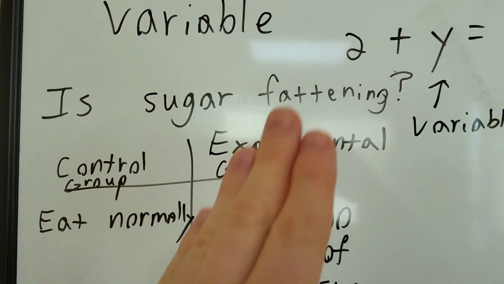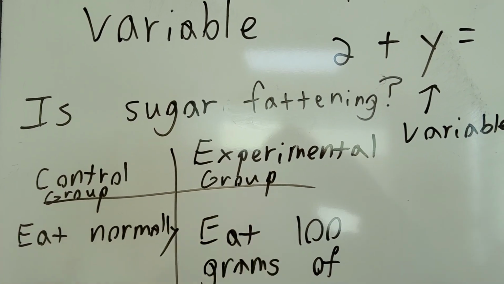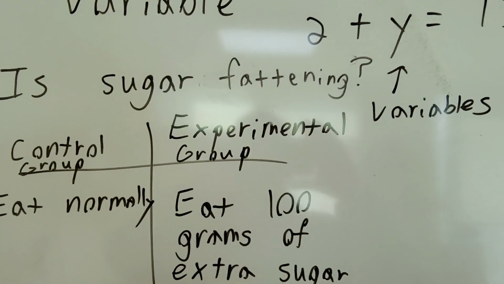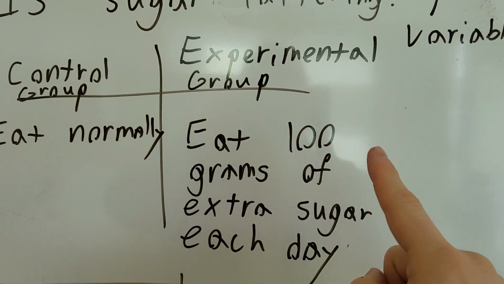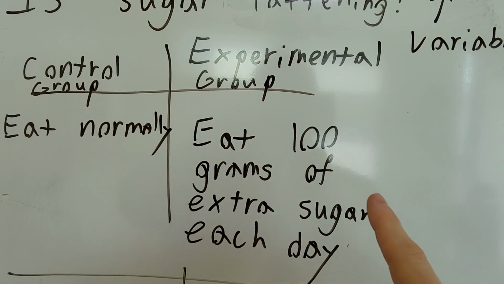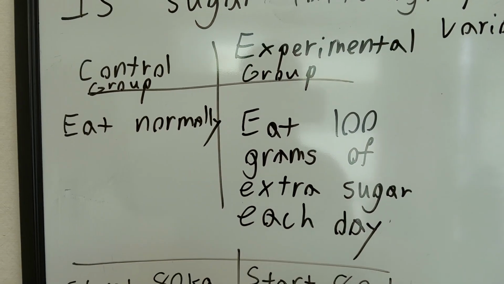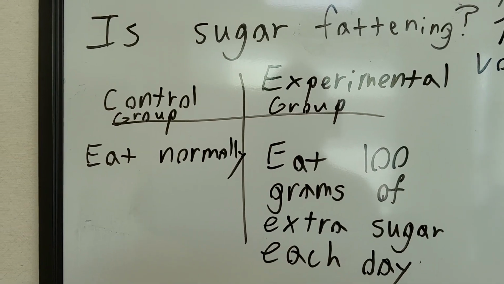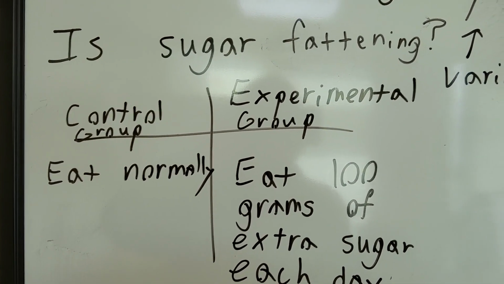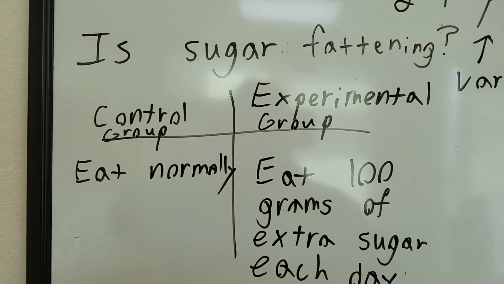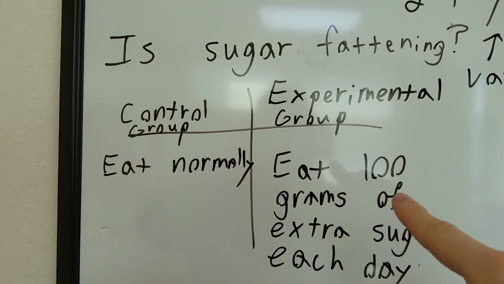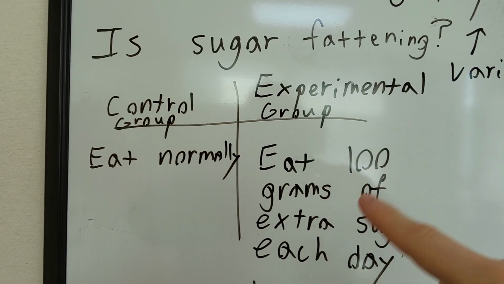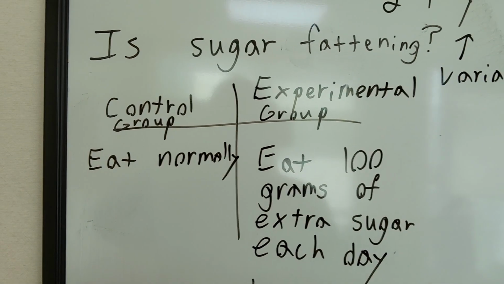And then we'll have what's called the experimental group. And this one, we put in a variable. We tell them, eat 100 grams of extra sugar each day. So we do this experiment for a few weeks or months. Control group, just eating normally. Experimental group is eating an extra 100 grams of sugar each day.